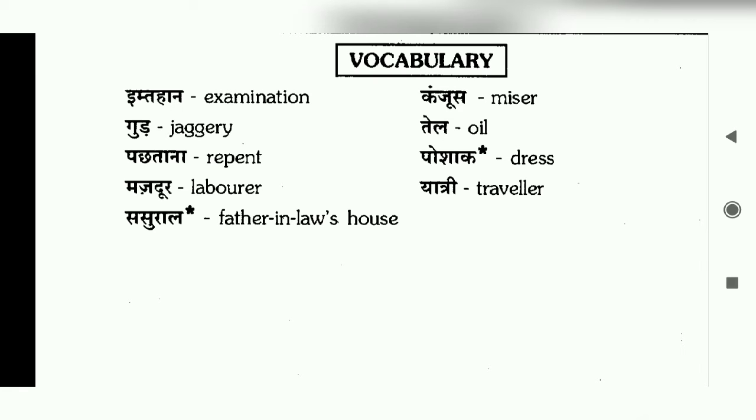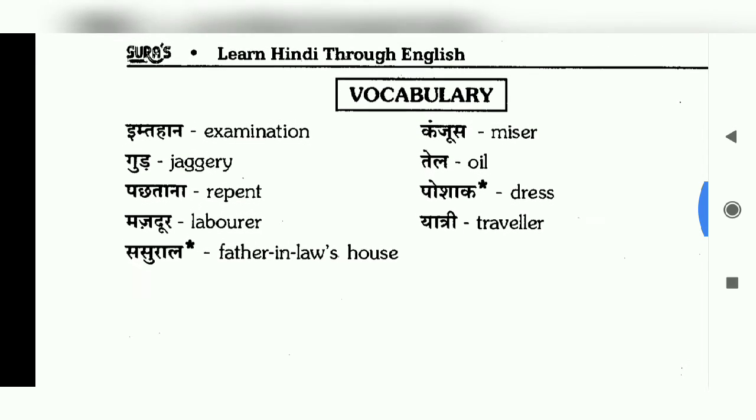So sasural. Sasural means father-in-law's house. It means when a girl gets married and goes to the husband's house, the husband's house is called ससुराल. ये लड़की शादी करके अपनी ससुराल जा रही है. This girl is married and going to her father-in-law's house, or husband's house. Okay, sasural means husband's house.